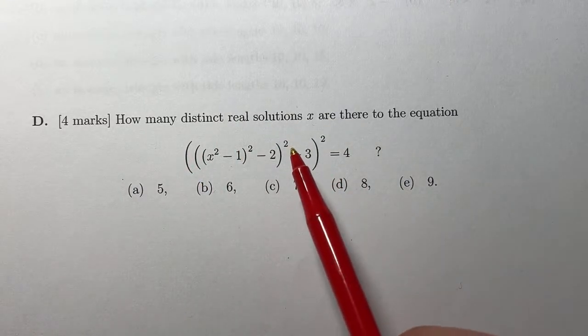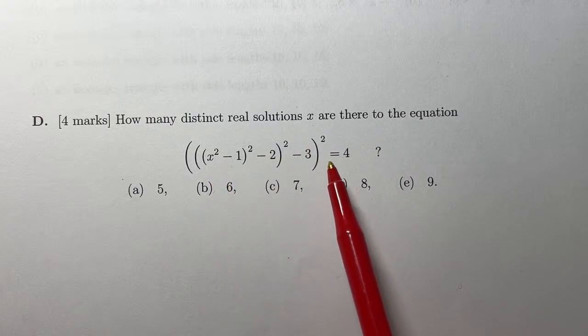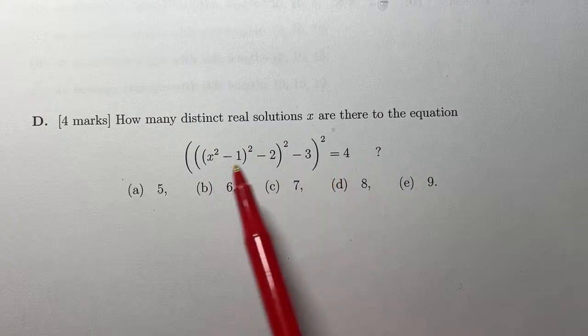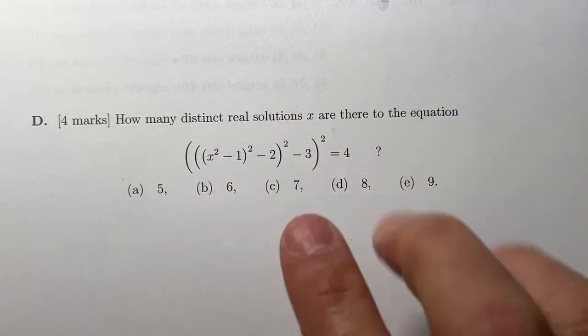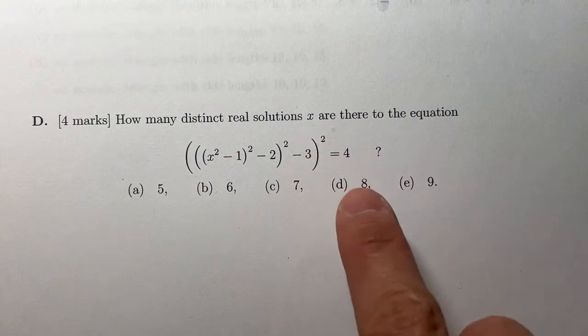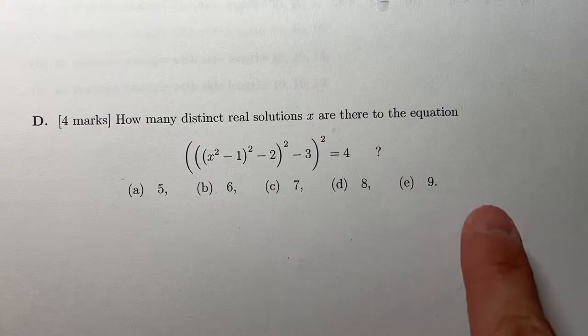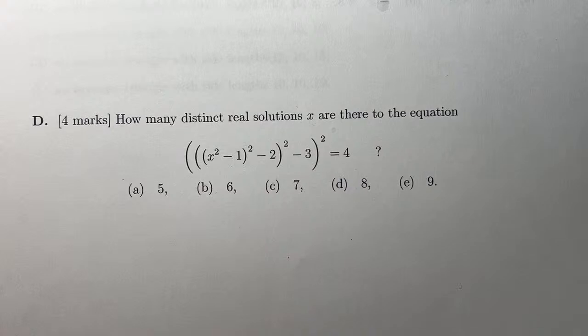So if you guys look at this, what degree is this equation? Let's just talk about what degree this is. We have x squared, and then if you square that, you get the fourth degree, and then if you square that, you get degree 8, and then if you square that again, you get degree 16. So yeah, we can possibly have 16 answers, right?